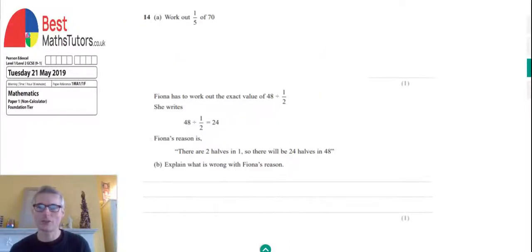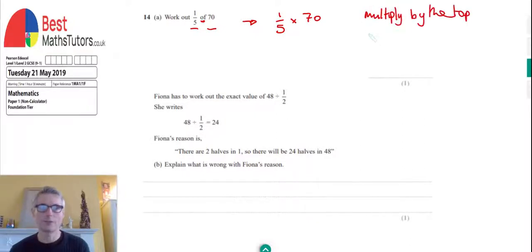Question 14 is a question about fractions. First we're asked to work out the value of 1/5 of 70. When we've got "of", we can replace that mathematically with times, so that's 1/5 times 70. When we have multiplication by a fraction, we multiply by the top and we divide by the bottom.